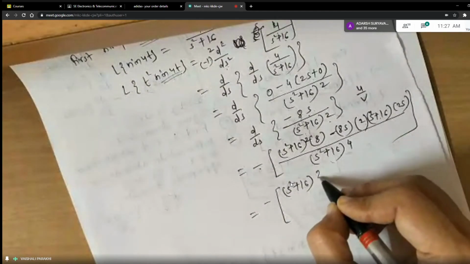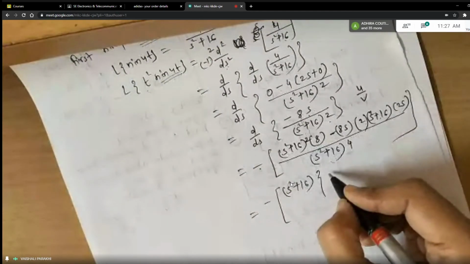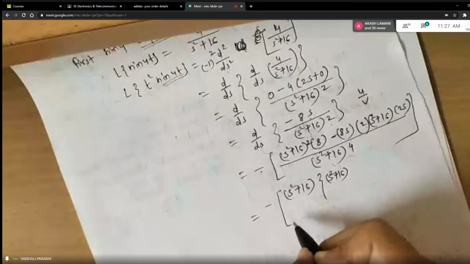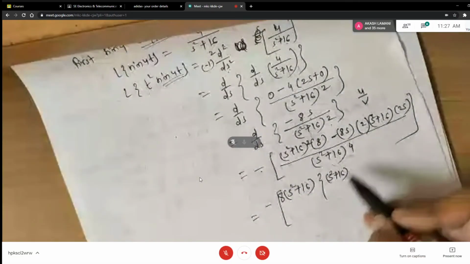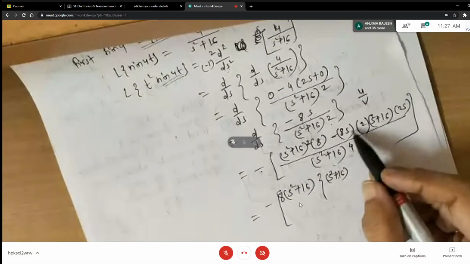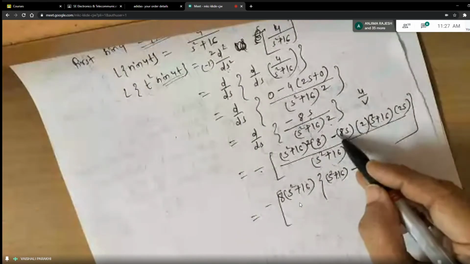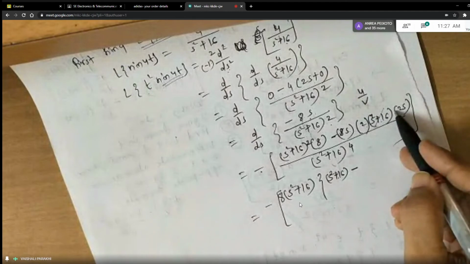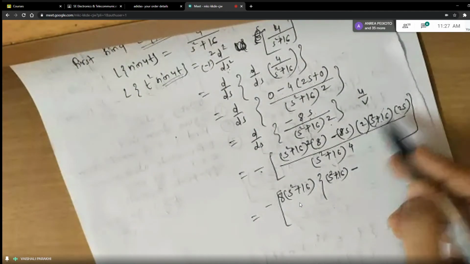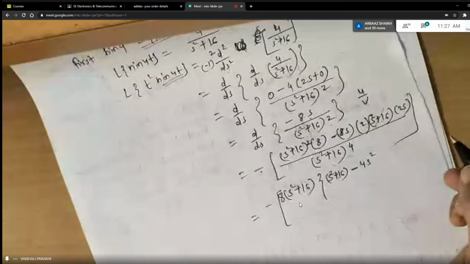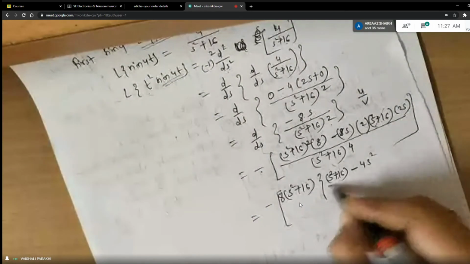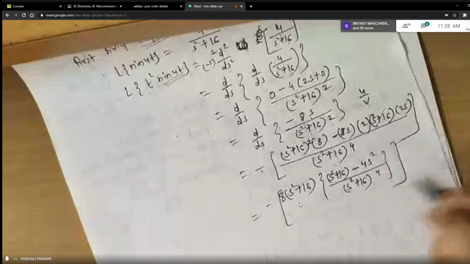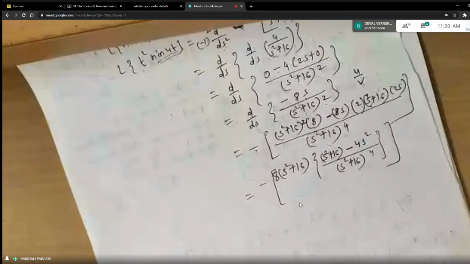So what is remaining here? From this term, s square plus 16 into 8 will remain. You want to take 8 out also? Okay, no problem. Take 8 out. So s square plus 16 is remaining here. Minus, now this 8 is already out. This s square plus 16 is already out, right? So what is remaining? 2 to the 4, 4s square. Is it 4s square, students? 2 to the 4, 4s square divided by s square plus 16 raised to 4. Nothing I am doing other than simplification.